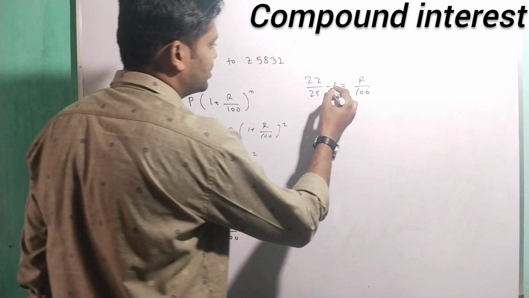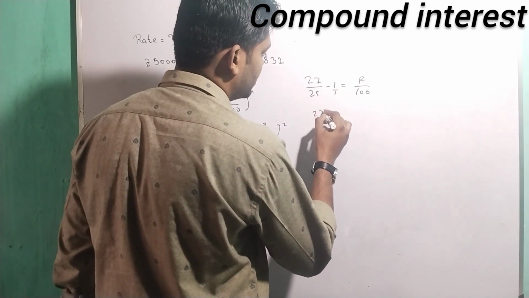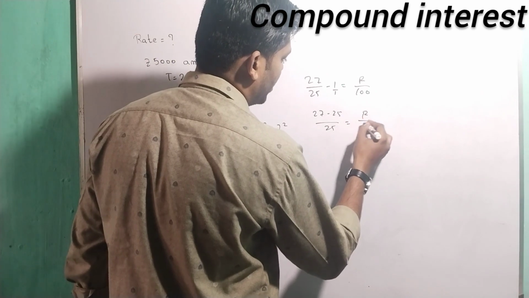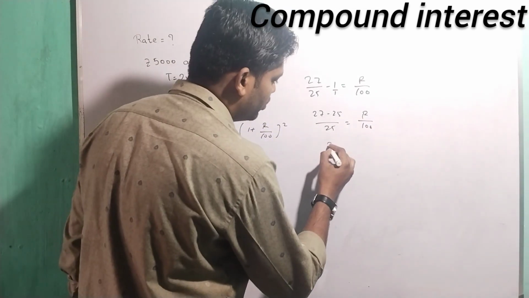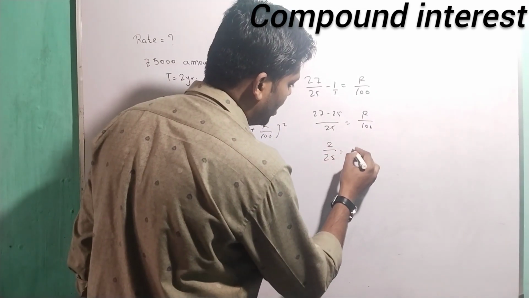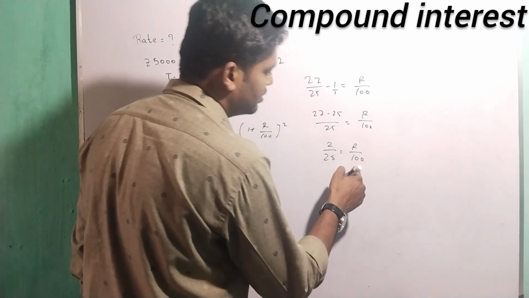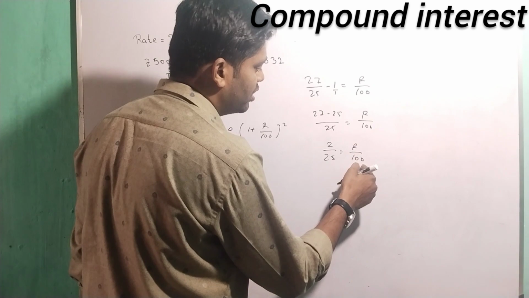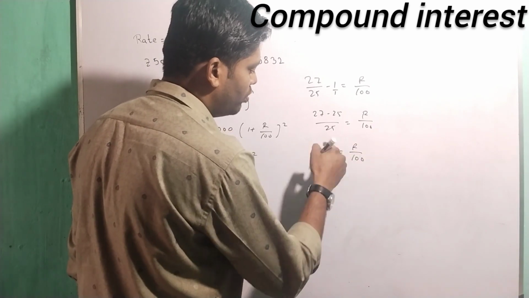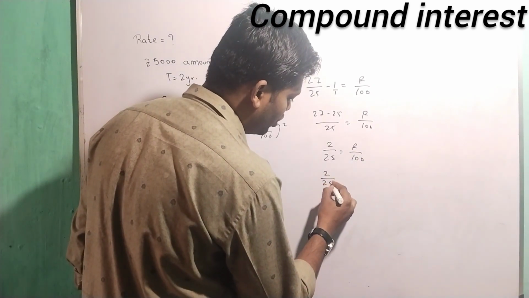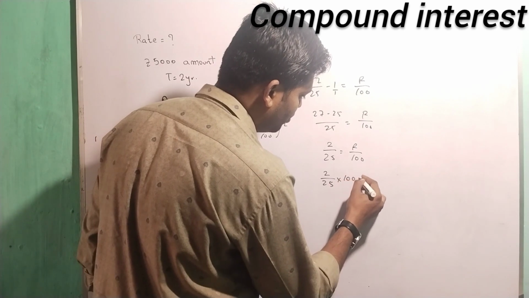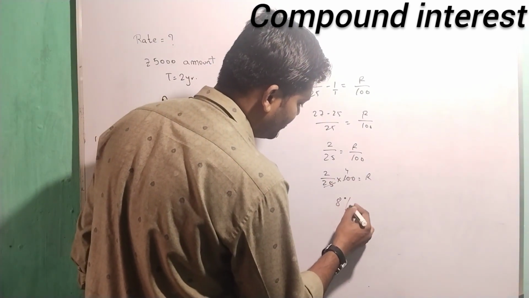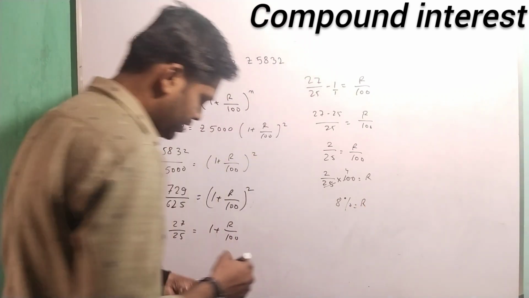Now the LCM will be this much. Now it will be 27 minus 25 by 25 is equal to r by 100. Now it will be 2 by 25 is equal to r by 100. So again 100 is there. I need to find out r. What is the relationship between r and 100? It is a divide sign, so you need to multiply. 25 by 2 into 25 by 100 is equal to r. So 25 1 25 4, so 8% is your rate of interest. Is it clear for you?